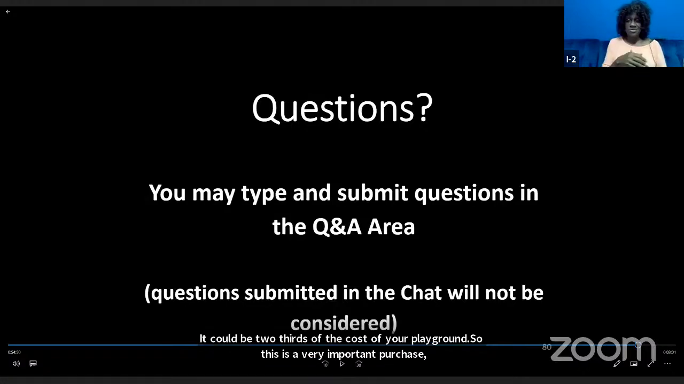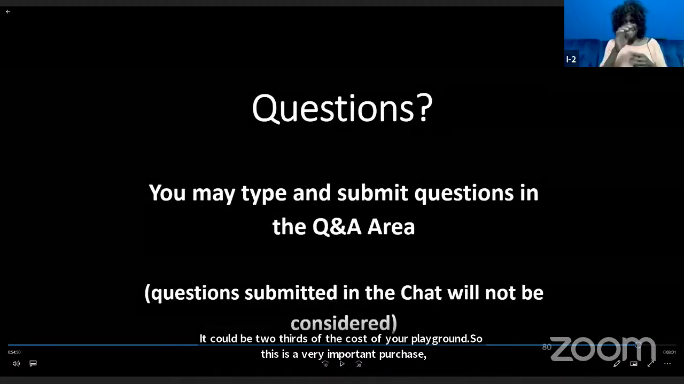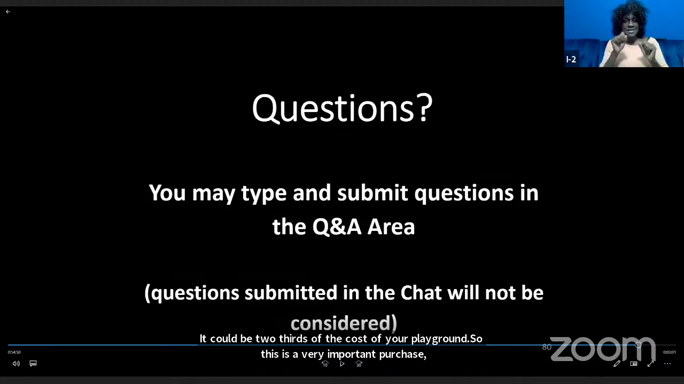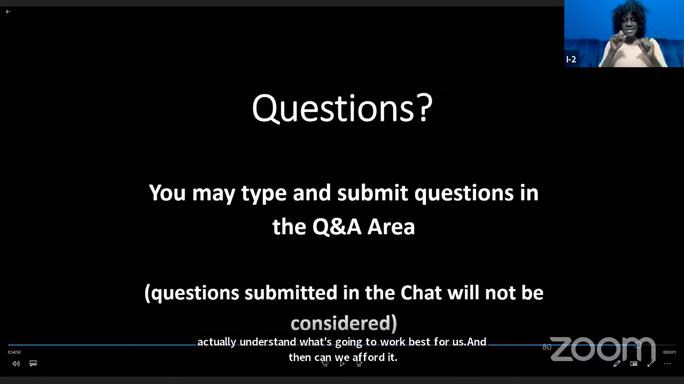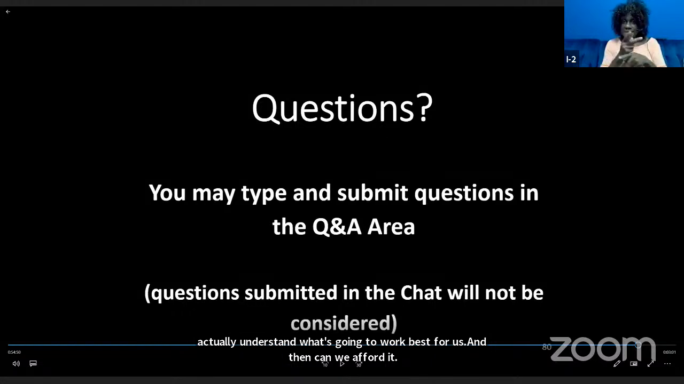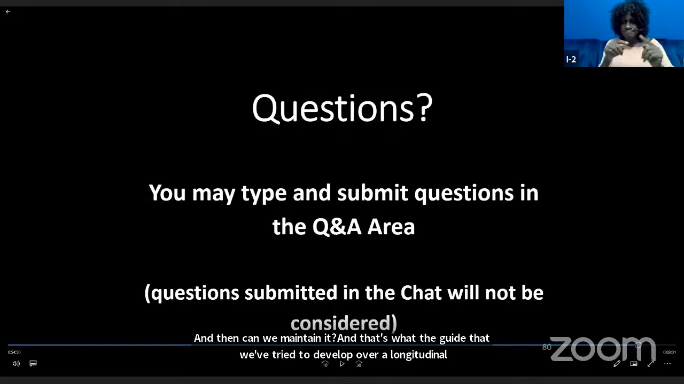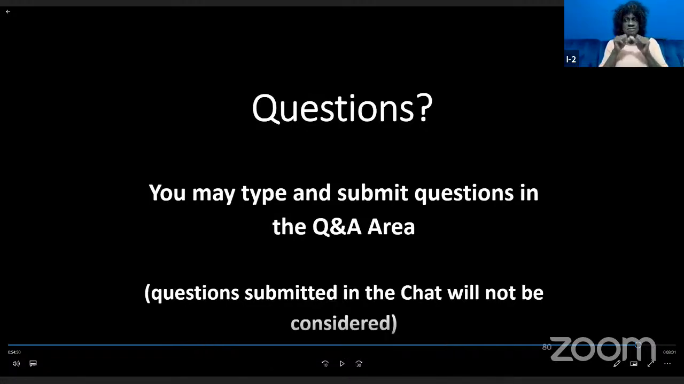But first of all, we have to address that surface material, and can we actually understand what's going to work best for us? And then can we afford it? And then can we maintain it? That's what the guide that we've tried to develop over a longitudinal study tries to help you understand: can I use it? Can I afford it? Is it something I can maintain?